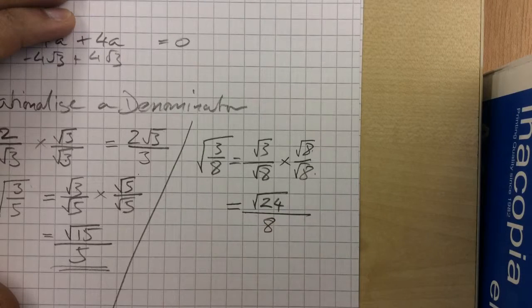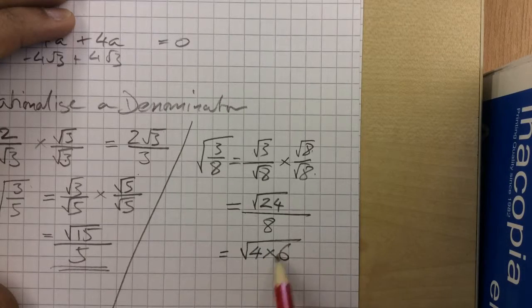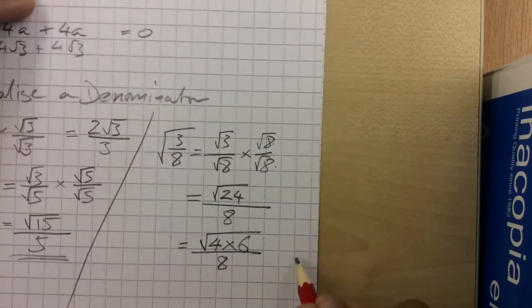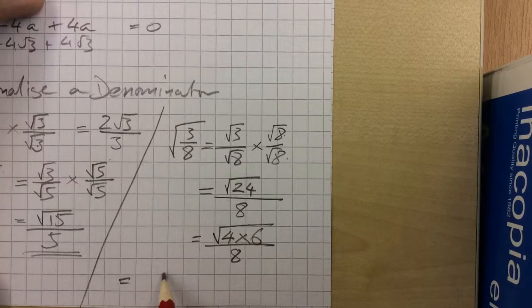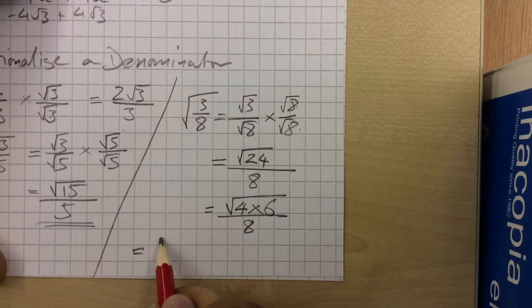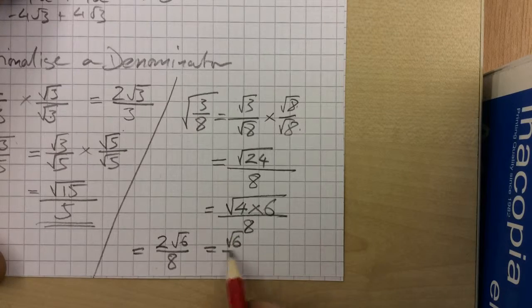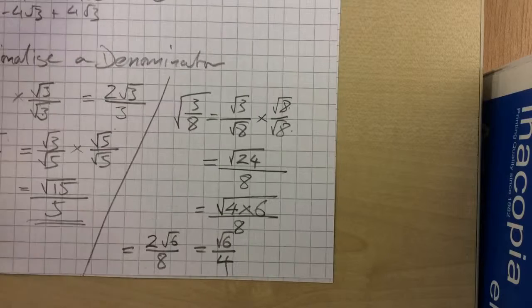Okay, so let's simplify root 24. And that's equal to the square root of 4 times 6 divided by 8. Well, square root of 4 is 2. Equals 2 root 6 divided by 8. We can simplify the fraction, equals root 6 divided by 4. That's my final answer. Any questions?